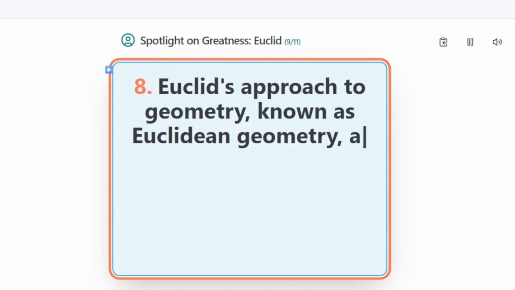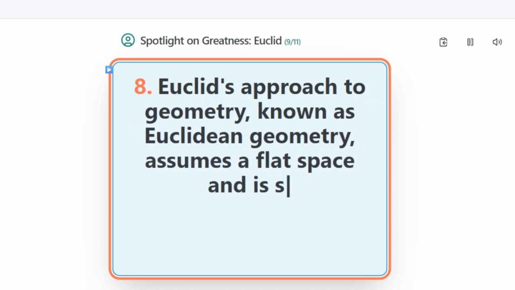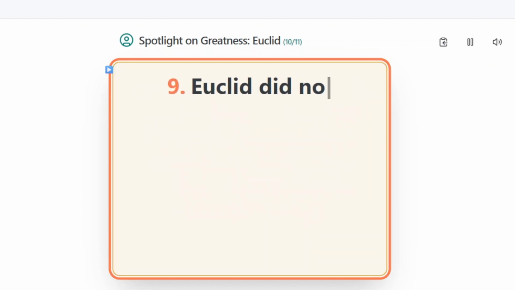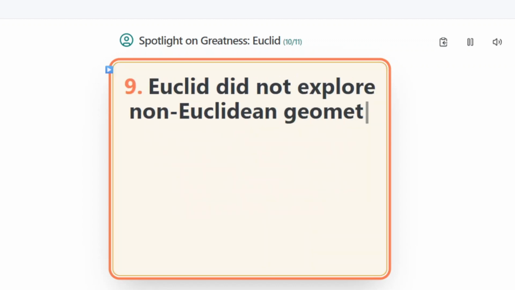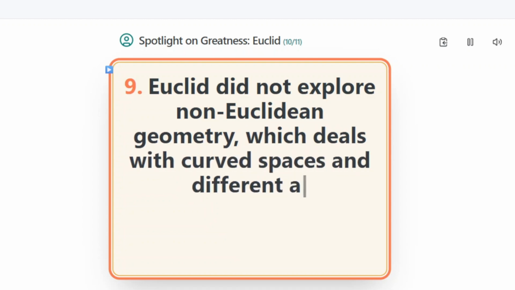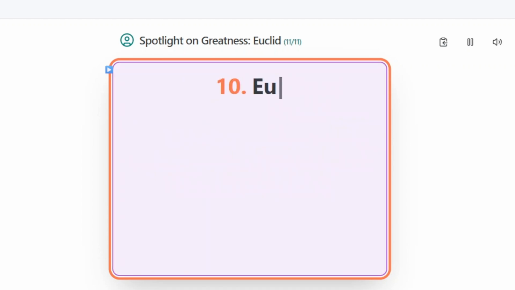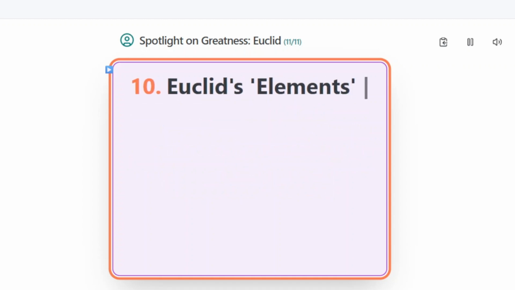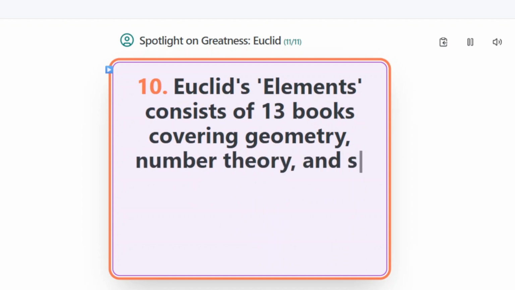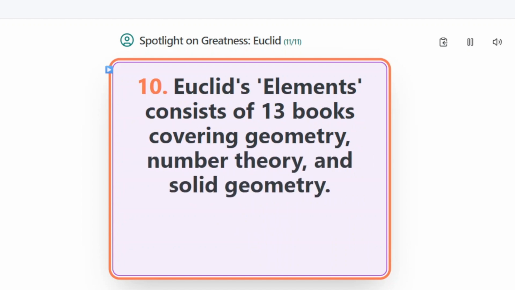Euclid's approach to geometry, known as Euclidean geometry, assumes a flat space and is still taught in schools today. Euclid did not explore non-Euclidean geometry, which deals with curved spaces and different axioms. Euclid's Elements consists of 13 books covering geometry, number theory, and solid geometry.